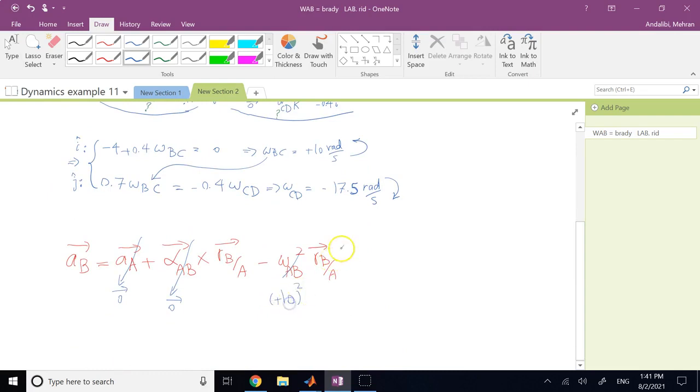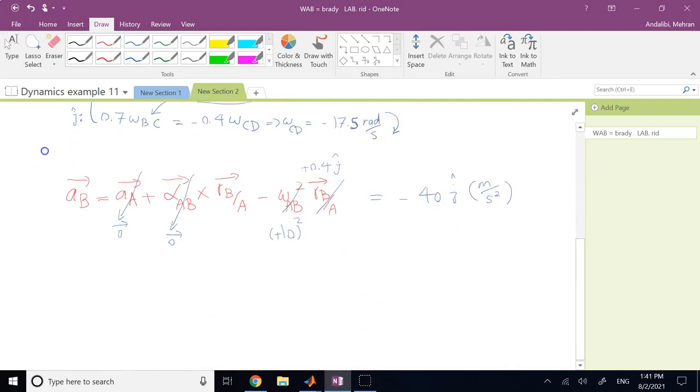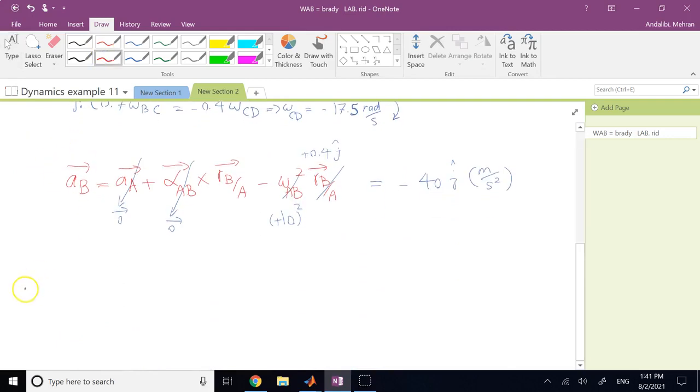And R of B with respect to A, if you remember, was positive 0.4j. So if I calculate it, A of B is going to be negative 40j, units meters per second squared. Okay, so that's A of B. Then I go from B to C. A of C equals A of B plus alpha BC cross R of C with respect to B, and minus omega BC squared R of C with respect to B.